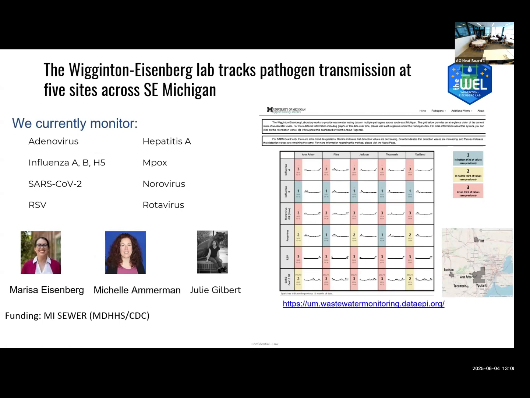Okay. Now we have Krista Wigginton from University of Michigan, talking about how they've been implementing these different controls that Ishi was just talking about.